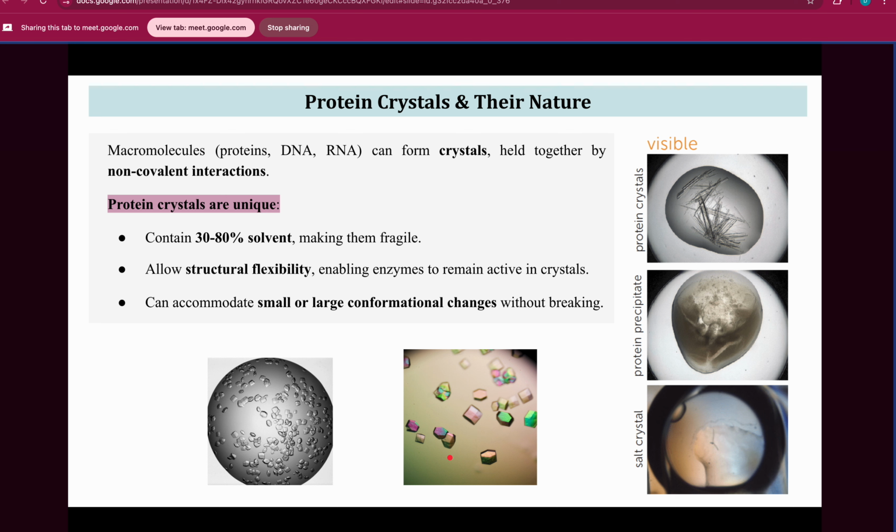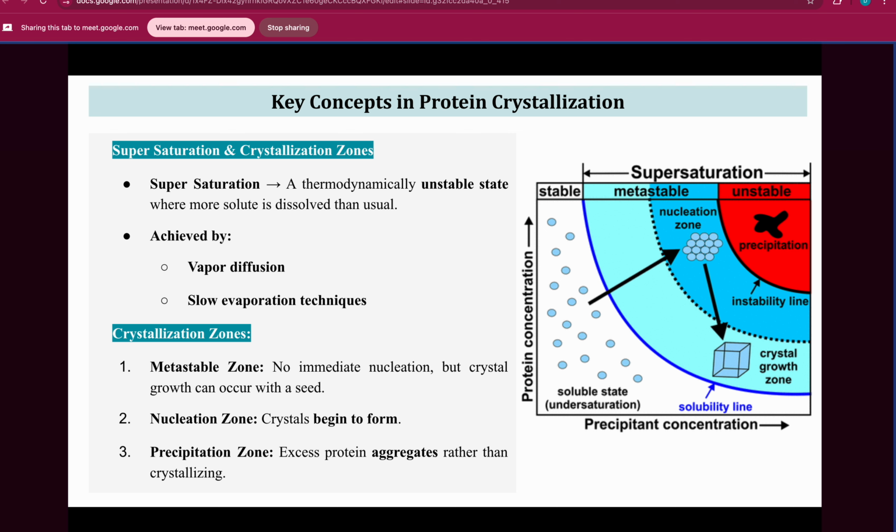And here, I have shown how these protein crystals appear under visible light, how protein precipitate appears, and how salt crystals appear. In the later slides, we'll see how we can distinguish whether the crystals we have obtained are protein crystals or salt crystals. So we will see that in the later slides.